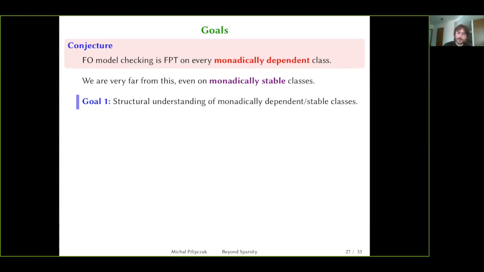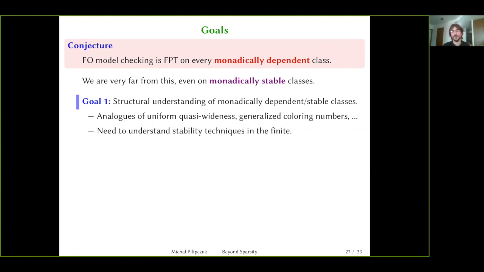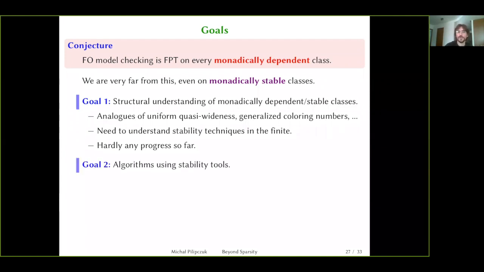So the first goal in this theory would be to get a good structural understanding of these monadically dependent and stable classes. We would like to have analogs of the structural tools from sparsity, like uniform quasi-wideness, generalized coloring numbers, all of this stuff, because we are really lacking structural tools there to analyze and to get algorithmic results. The hope is to get those tools, the infinite tools from stability, and try to translate them to the finite. But this is very hard work. This is very complicated. And unfortunately, even though this is the number one goal that we need to look at, I have hardly any progress that I can report at this point.